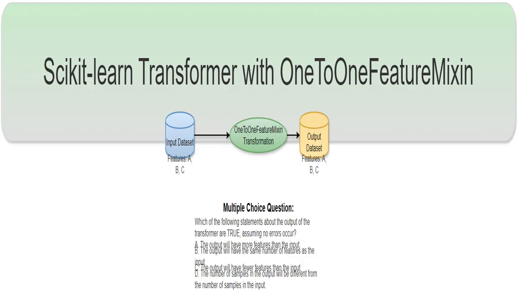Hey Vamsi, I'm using a tool from the Sklearn library, a very popular Python library for machine learning. This tool, which uses the OneToOneFeatureMixin, is like a special function that modifies my dataset. The magic is that it guarantees a one-to-one mapping between the features I start with and the features I end up with.